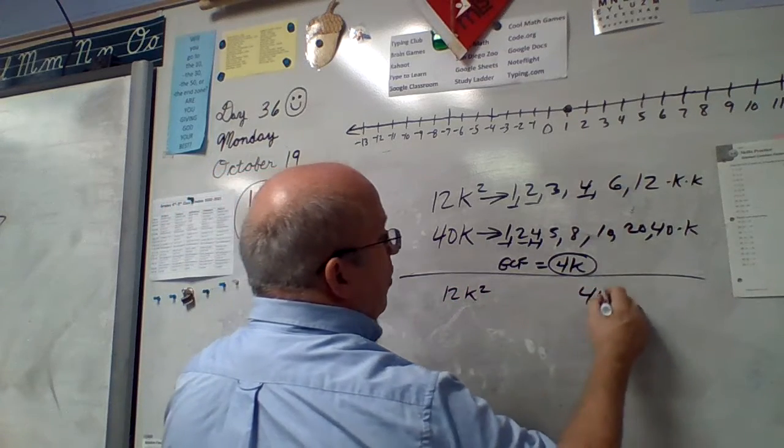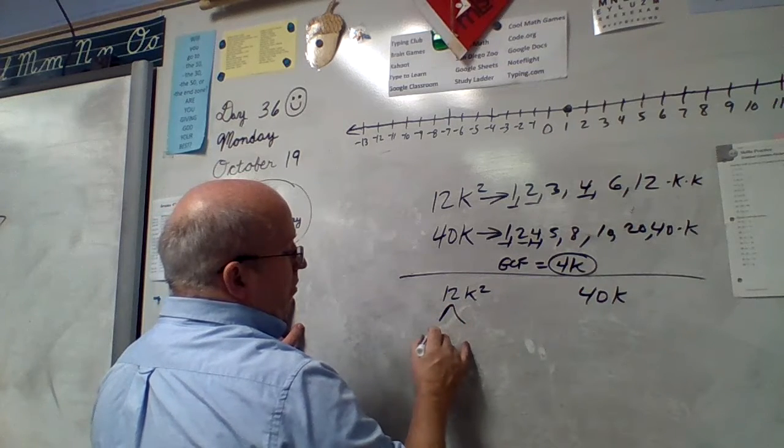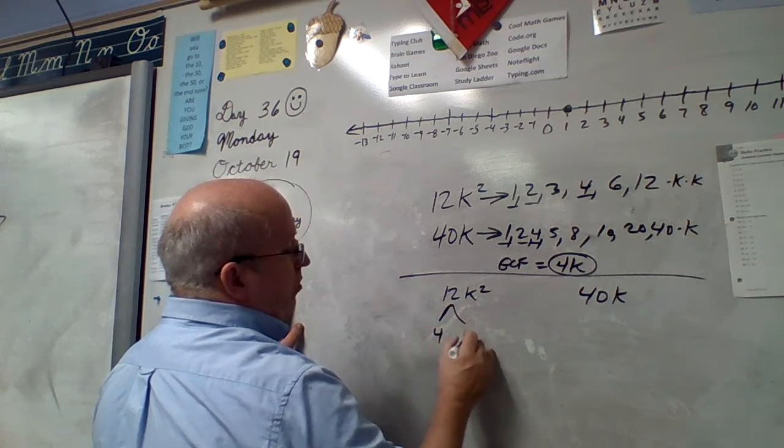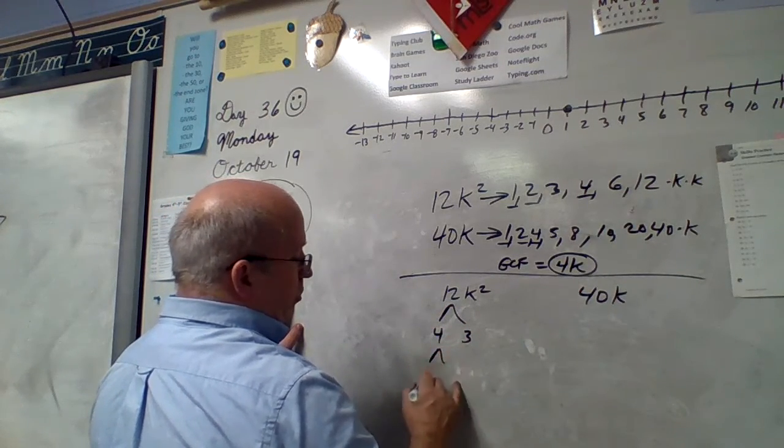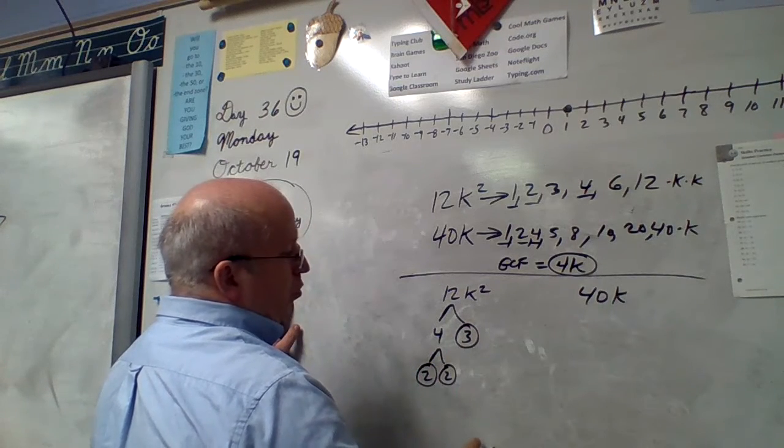If I'm going to use the factor tree, well, we can still factor it. This is what? 4 times 3. And this is 2 times 2, so boom, boom, boom. There's the factoring of the 12.